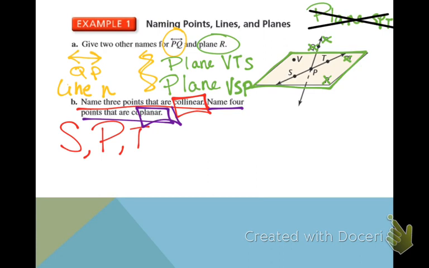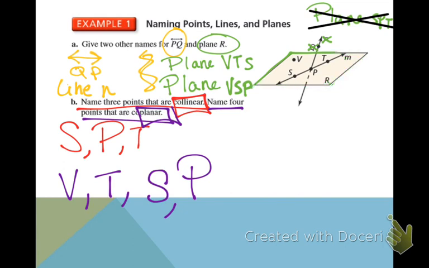Hint, they're already on there. What'd you say? Okay, V, T. Which one? So I agree with S, not quite R. Can anybody help him finish? P, yeah. So why couldn't I use R? It's the name of a plane. It's not a point. It doesn't have a dot.